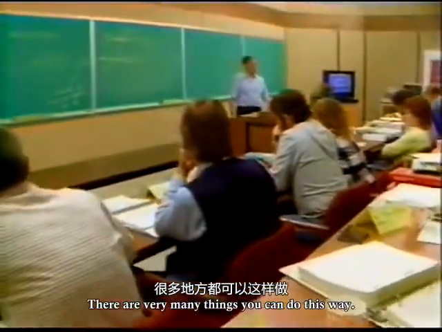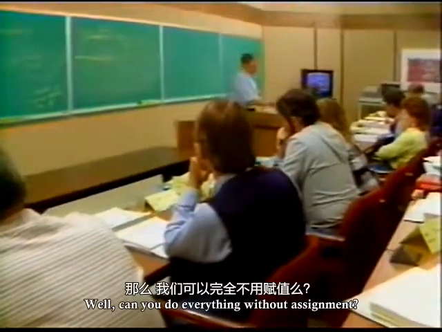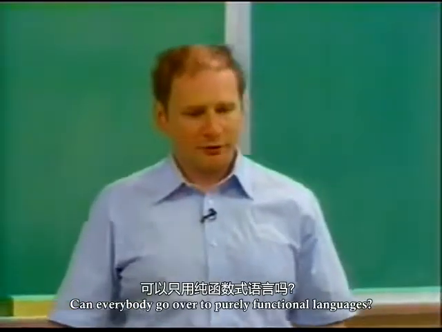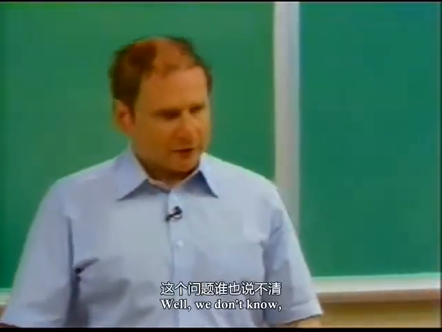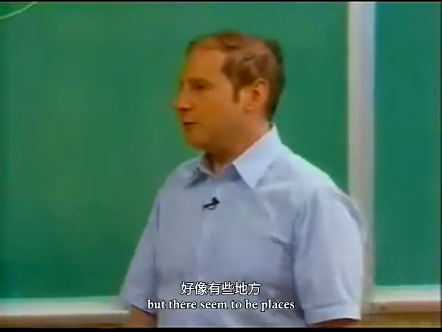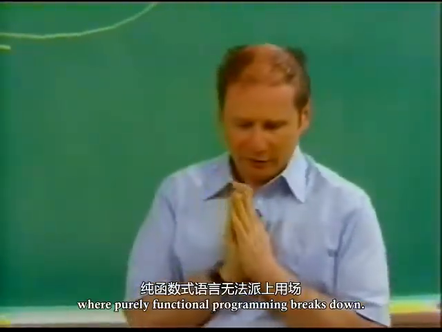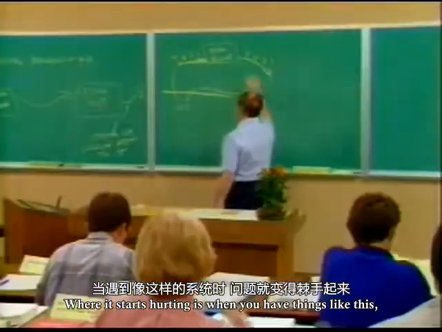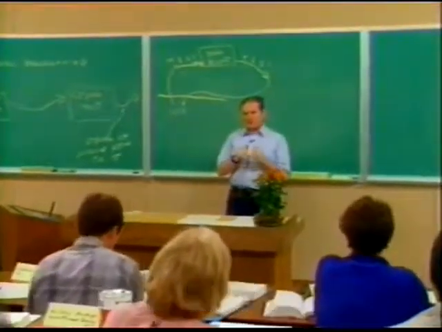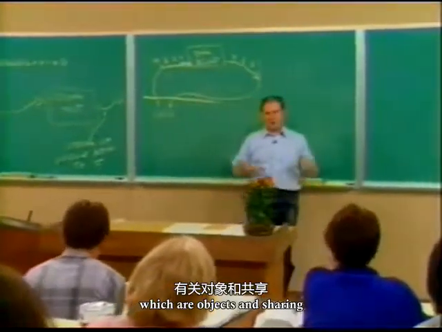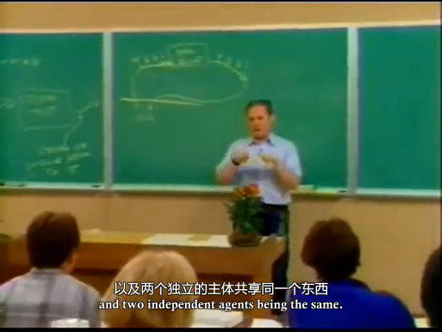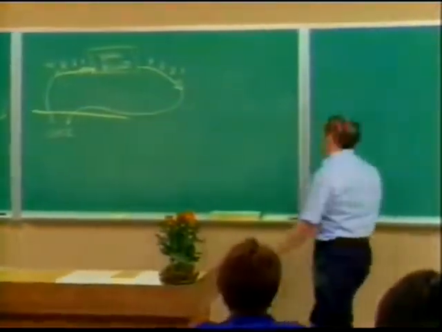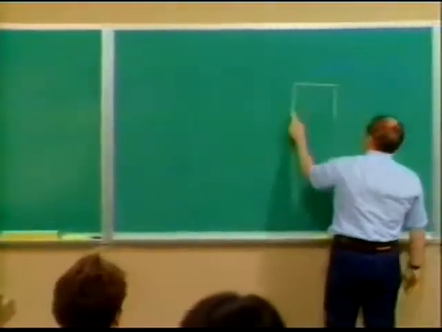There are very many things you can do this way. Well, can you do everything without assignment? Should everybody go over to purely functional languages? Well, you don't know, but there seem to be places where purely functional programming breaks down. Where it starts hurting is when you have things like this, but you also mix it up with the other things that we had to worry about, which are objects and sharing, and two independent agents being the same. So one very typical one is, suppose you want to extend this bank account. So here's a bank account.